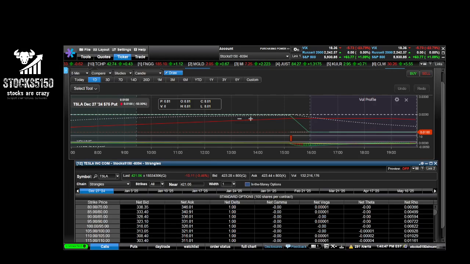Stocks 5150. Today we're going to talk about E-Trade Pro, and we're going to talk about a trading strategy called a strangle. A strangle is an option strategy that's used when you think the market or the underlying asset is going to have a big price swing.